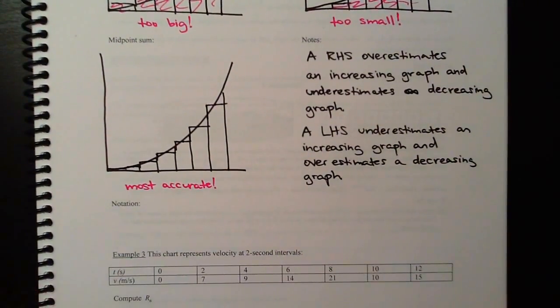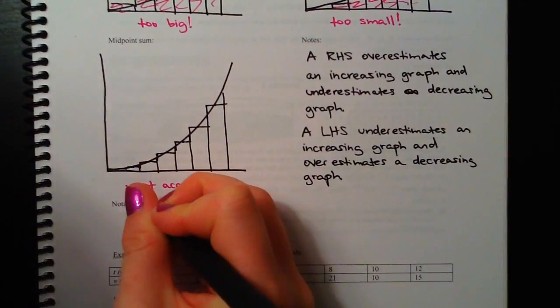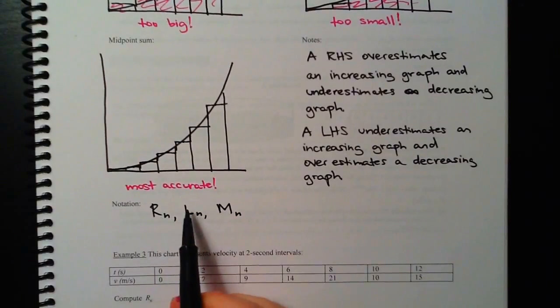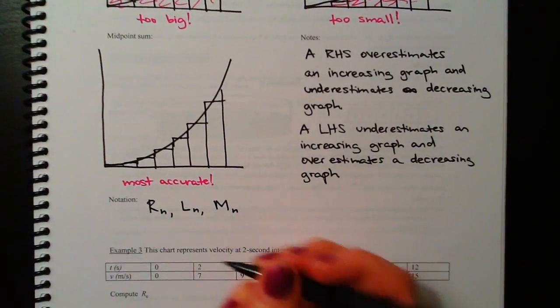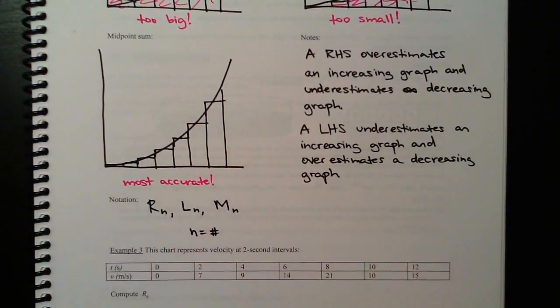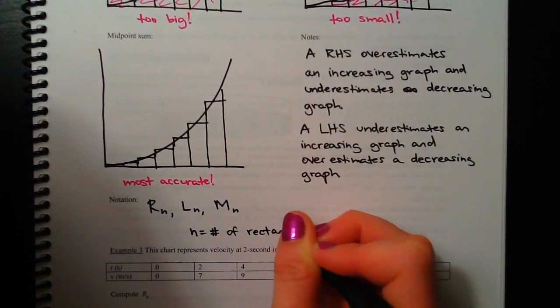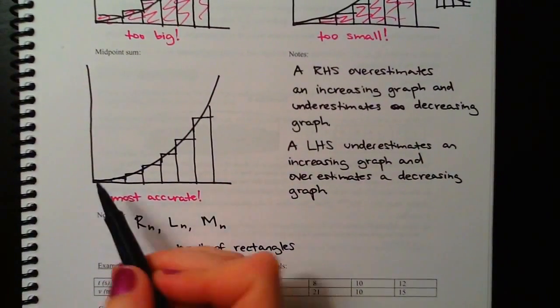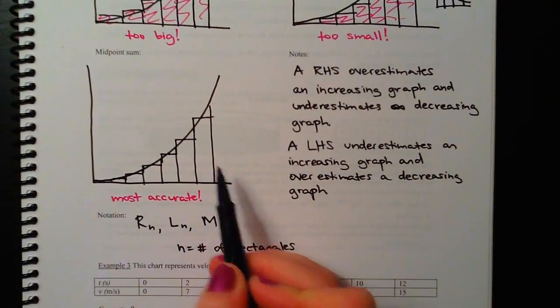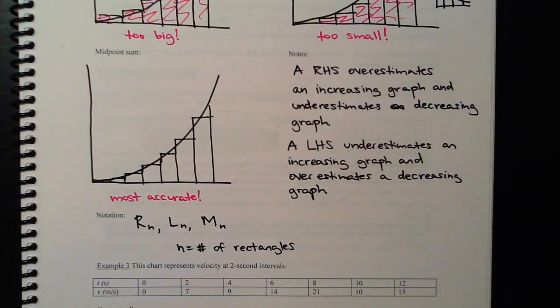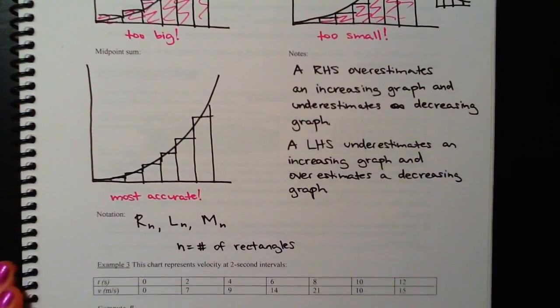Okay, so some notation that you'll see in the book looks like this. They will have R sub n, L sub n, and M sub n. Obviously, R, L, and M stand for right, left, and midpoint. N equals the number of rectangles that they ask you to split up into. So like this one, for instance, would be 1, 2, 3, 4, 5, 6, 7. That would be an M7 because I split the interval up into 7 rectangles. The main idea with these is that the more rectangles you use, the more accurate the approximation is going to be. All right, and we'll get into that a little bit on the next page.